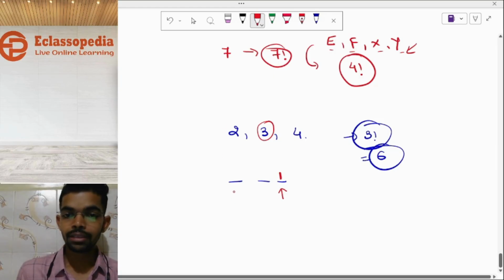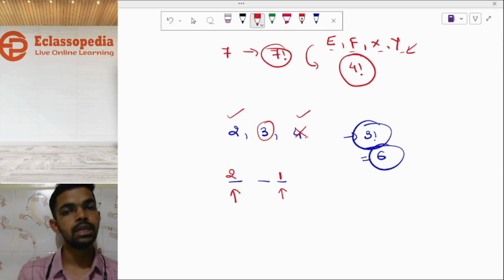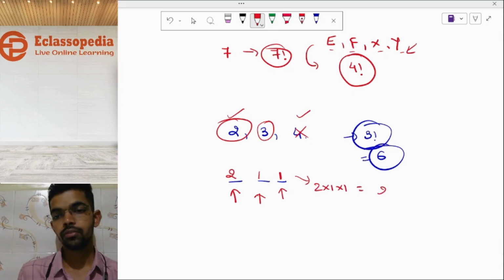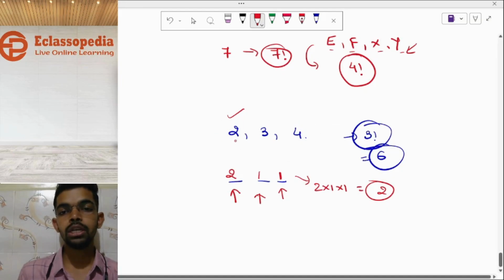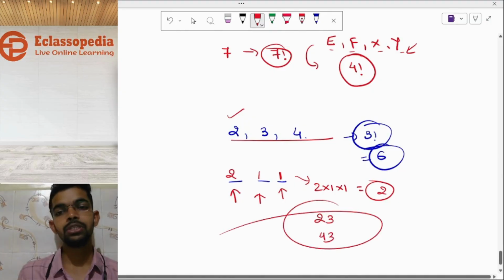Now at the first place, do we have any restriction? No, we can put either 2 or 4. So we have 2 choices at this place. Let's say we have put 4 at the first place. Now which number is remaining? 2. So for this we have only one choice. Multiply all the possibilities, 2 into 1 into 1, which is nothing but 2. So how many 3-digit odd numbers can we make using 2, 3 and 4? Only 2. Can we name them? Can we say 23 and 43? Only these two, right?